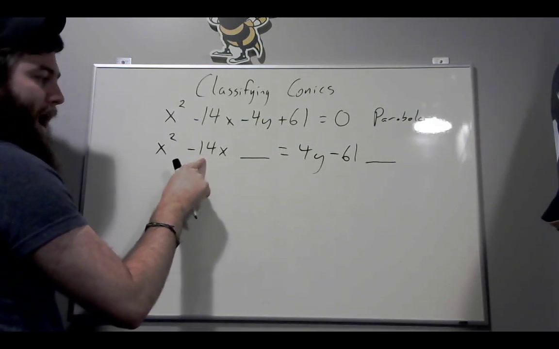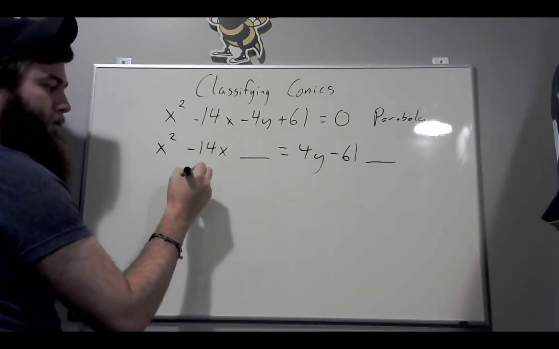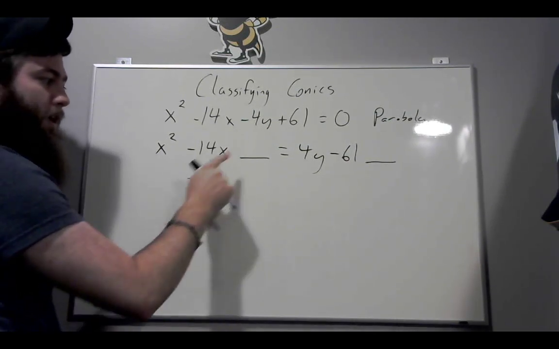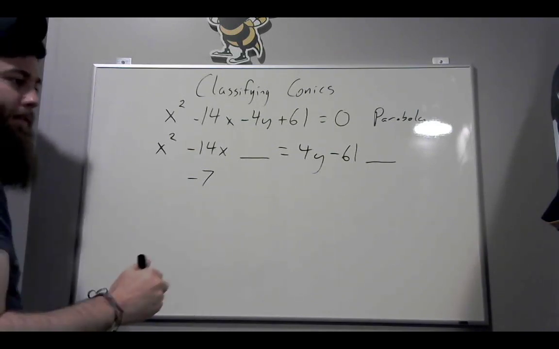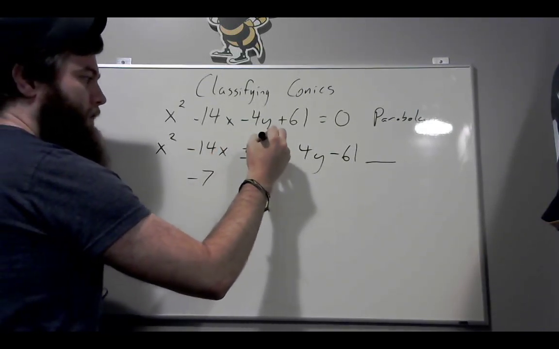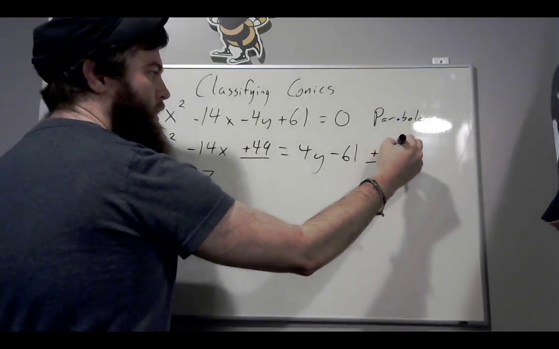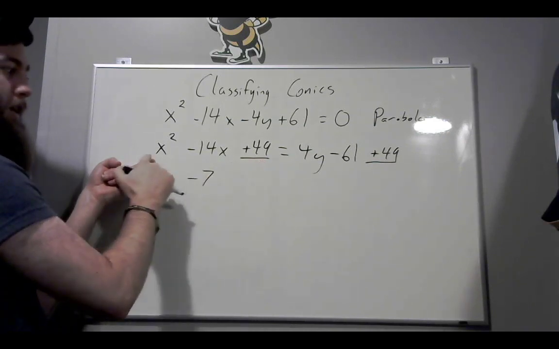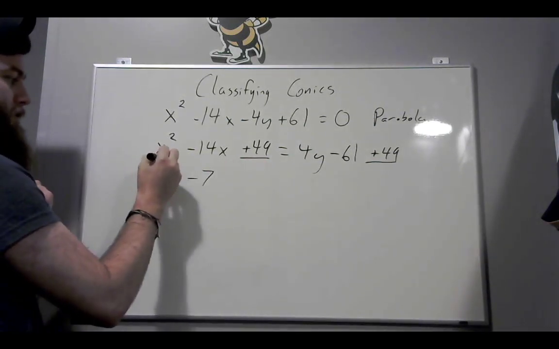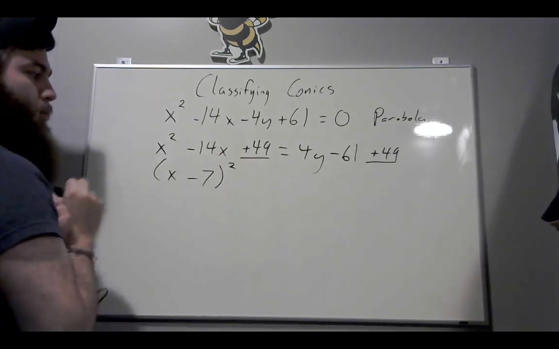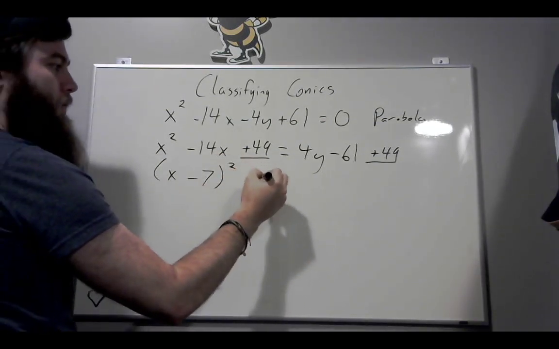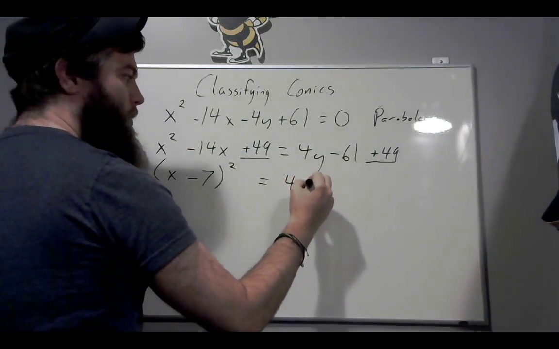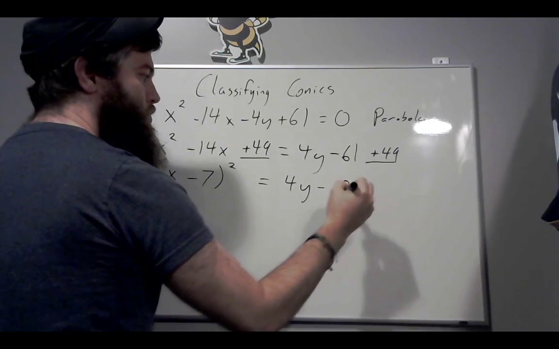So we're going to take half of b, write it underneath, so this is going to be a -7. So then I'm going to square this -7 and put it in both of the blanks. So -7 squared is a +49. So now this is a perfect square trinomial. So this would factor to x minus 7 squared. So on the right side, we can simplify that, and we get 4y minus 12.